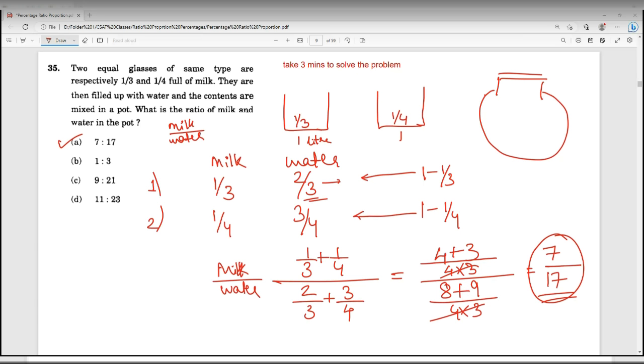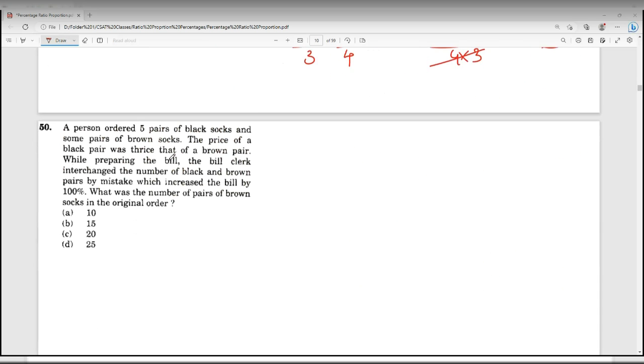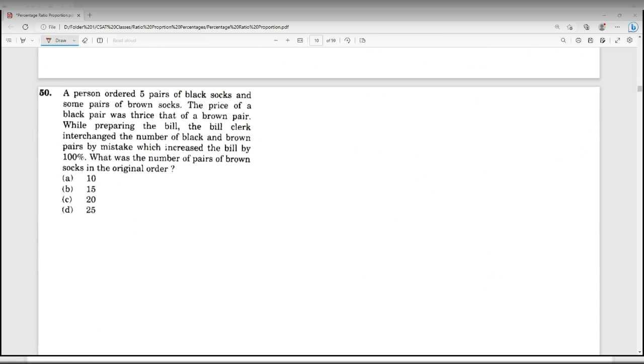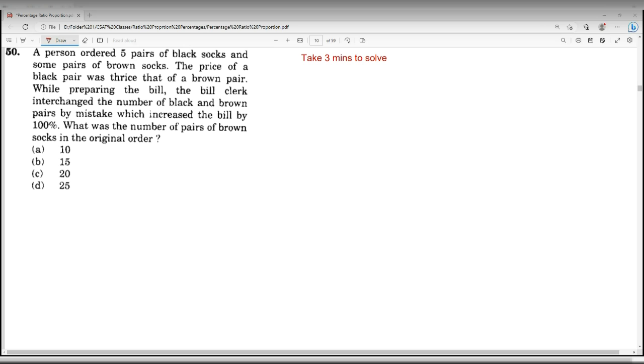Okay, I hope there are no more questions in this problem. We'll move to the next question. Please take 3 minutes to solve this. Yeah, the time is up. Please select the answers that you've got. 67% have got option C, 33% have got option B.